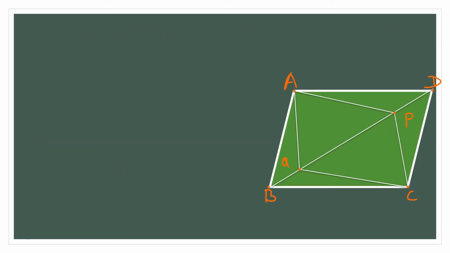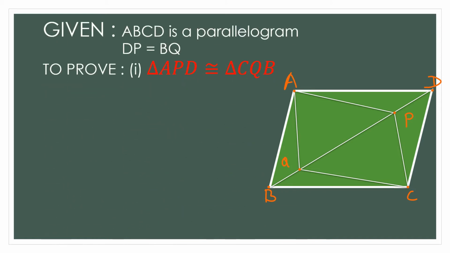So let's check what we have been given. We have been given ABCD is a parallelogram and DP is equal to BQ. So do you remember the properties of a parallelogram? Yes, the opposite sides are parallel and equal. That is one of the important properties of a parallelogram. And DP is equal to BQ.